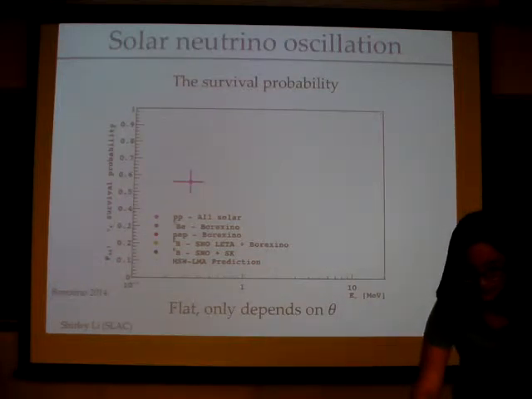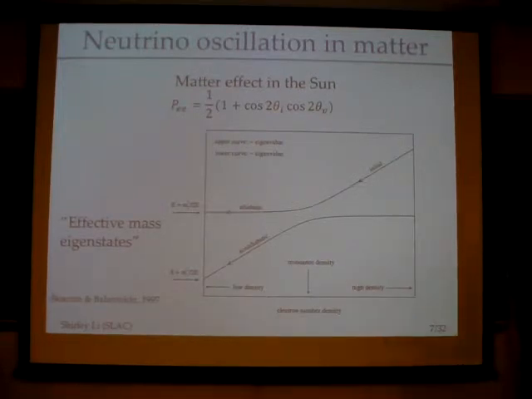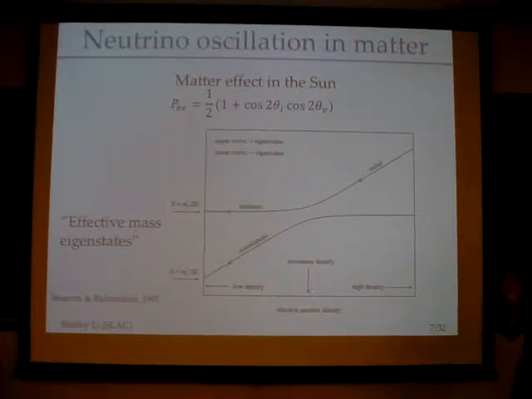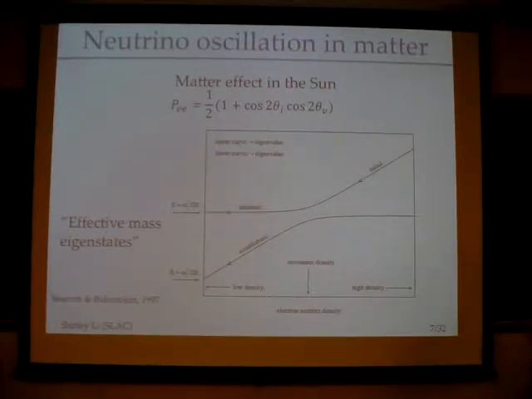Luckily, in the sun, it's a little more complicated than that. Neutrinos interact very weakly with matter. So if you count a solar neutrino going through the sun and having a hard interaction with something, the probability is very small. But because the solar matter density is so high, neutrinos experience an effective matter potential. So when a neutrino propagates in the sun, the effective Hamiltonian is modified. This is the so-called matter effect in the sun.